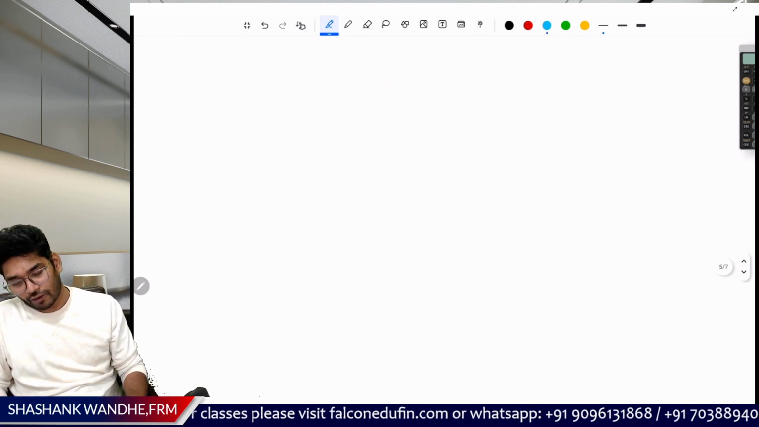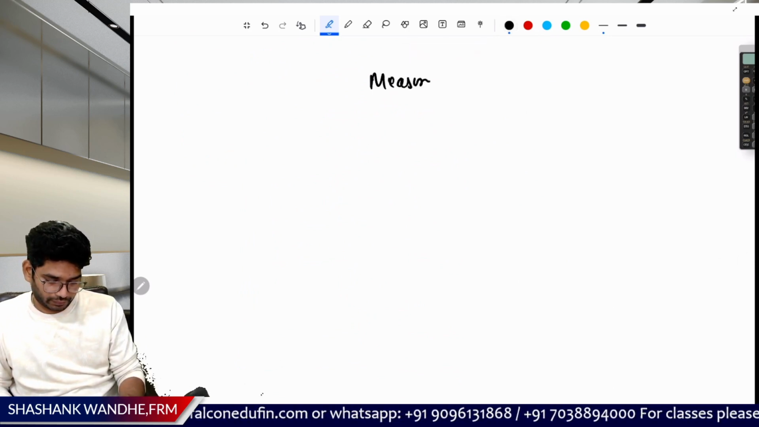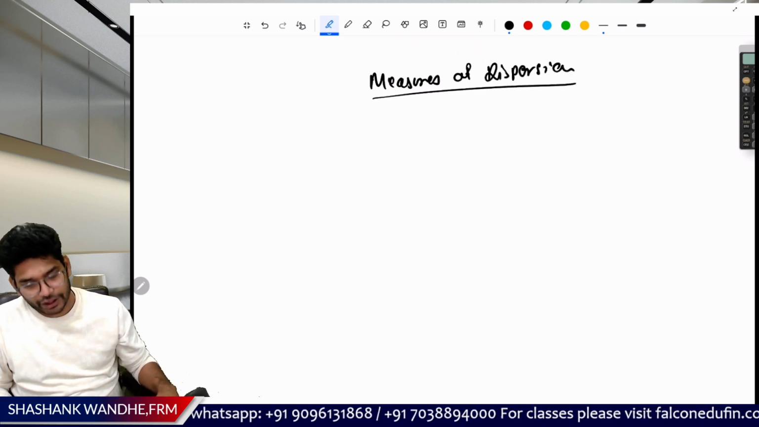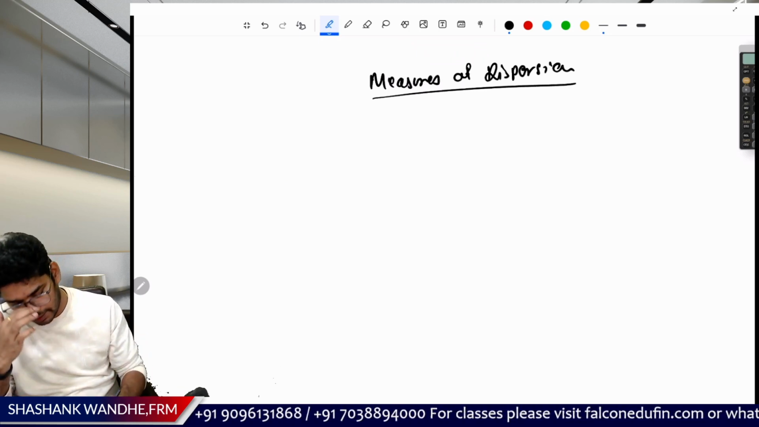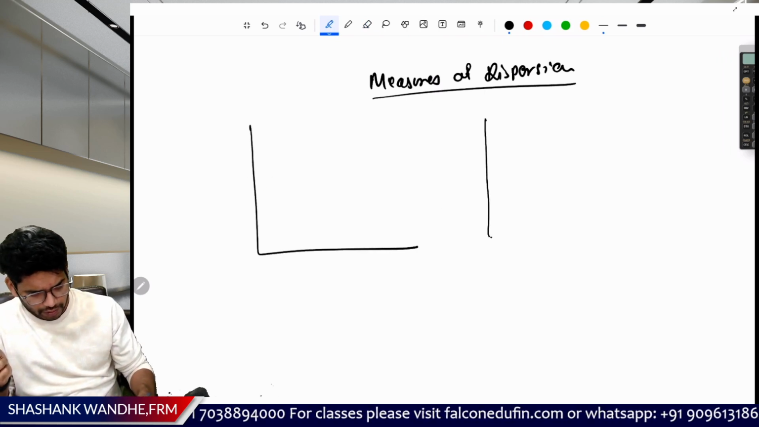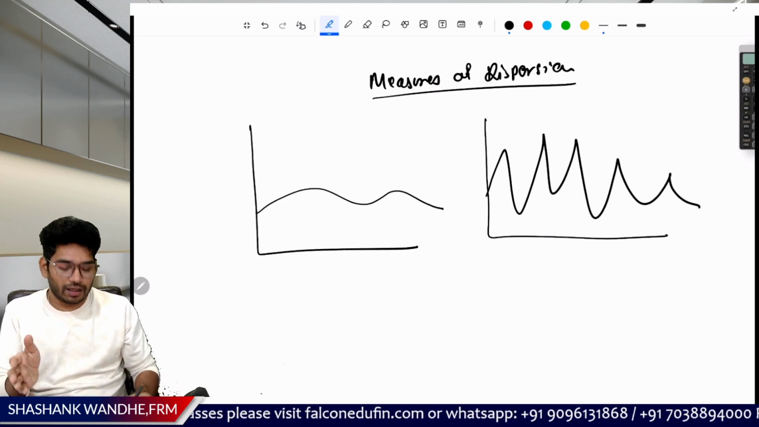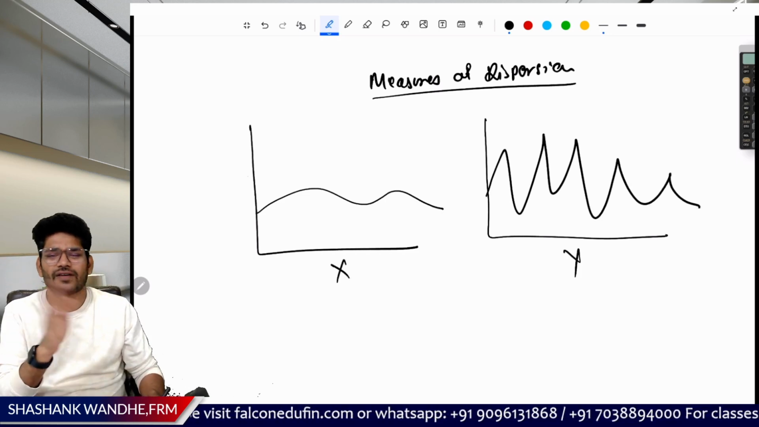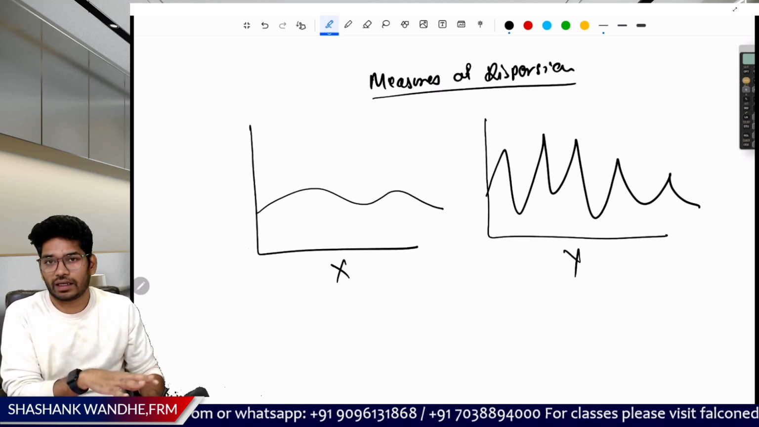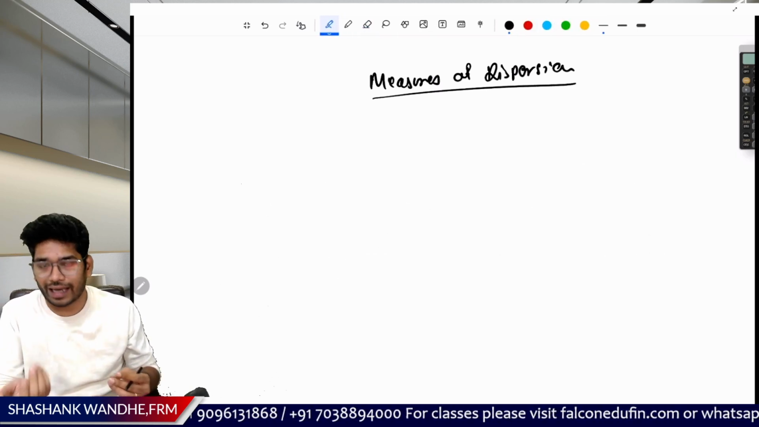Okay. Now the measures of dispersion. Measures of dispersion is how data is distributed or scattered. Simple. If I had to give you the example, which data is scattered more? I say this plot is X and this plot is Y. Obviously, we can see the Y is more scattered, more dispersion, more variation in the data is available in the Y. But we need the quantitative measure. So we need some formulas to calculate the dispersion.